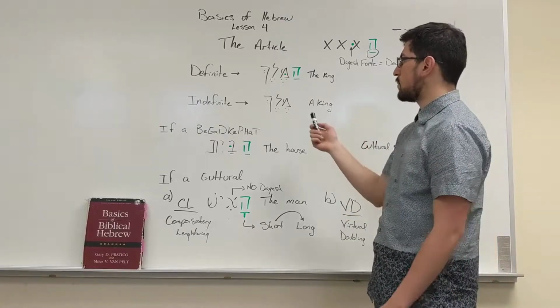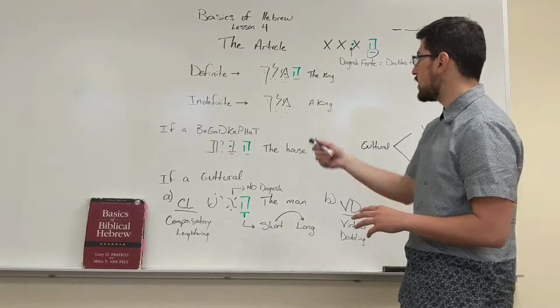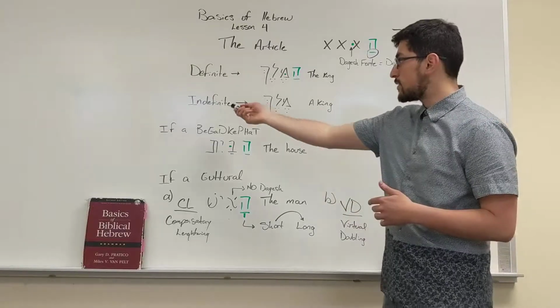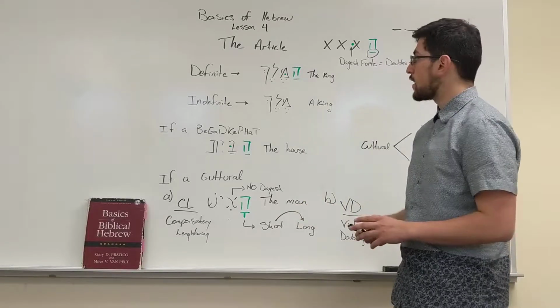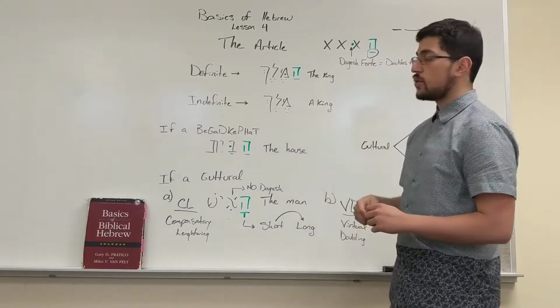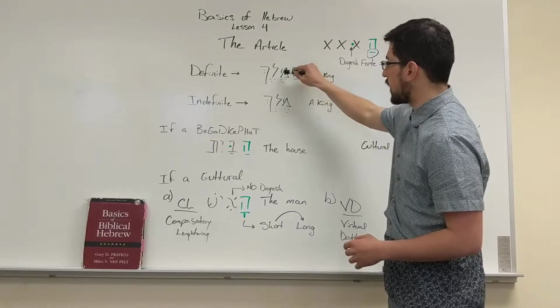So here we have an example, like the word melek. You have king, right? That's what melek means. So when you translate it, if it doesn't have the article, it's not definite, you will translate it a king. However, if it has the article, you will say the king. So you will add the he, the patah, and the dagesh.